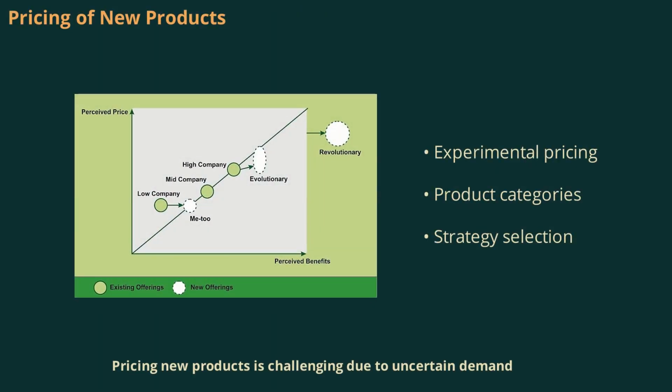Pricing new products is challenging due to uncertain demand. Companies may use experimental sales in different markets to determine optimal pricing. New products can be revolutionary, evolutionary, or me-too, each requiring a different pricing strategy: premium pricing for innovation, demand-based pricing for upgrades, and market-based pricing for imitation.